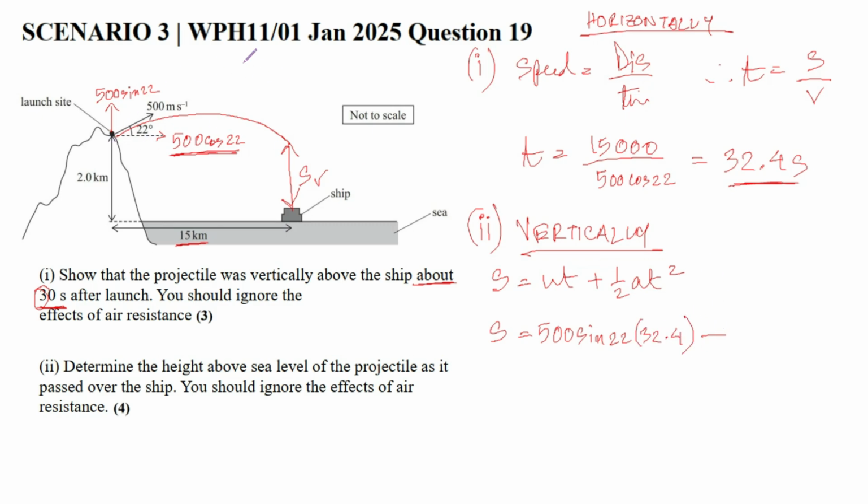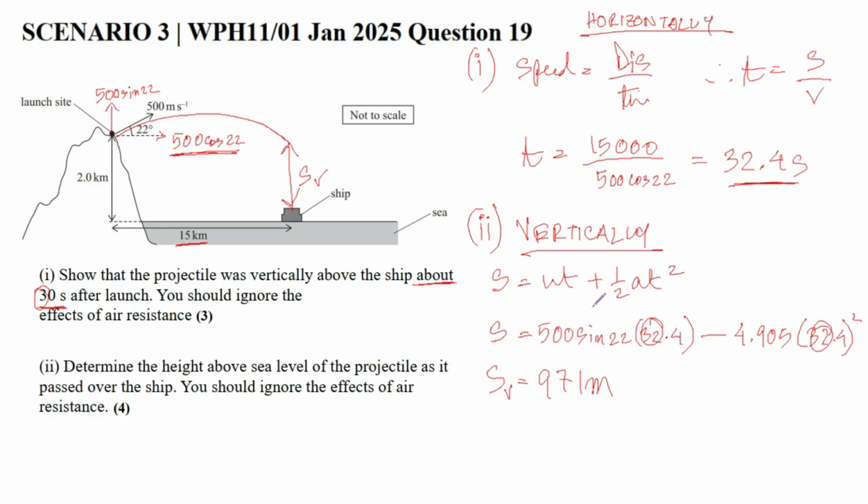minus, since it's double motion, going up and coming down, throughout the motion acceleration has to be minus 9.81, and minus 9.81 divided by 2 gives you minus 4.905, times 32.4 whole squared. So the S that you get, so SV should be, if I leave out the 0.4, the value should be 971 meters.